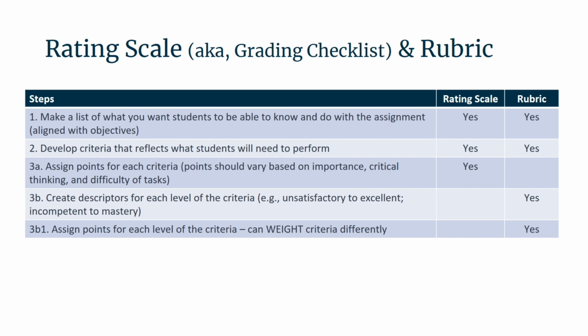Those criteria reflect what students will need to perform. How are rating scales and rubrics different? In the rating scale, each criterion is assigned some points, and the assigned points are based on the importance, critical thinking, and difficulty of the task. On the other hand, instead of assigning points to each criterion, a rubric has assigned points in each level.